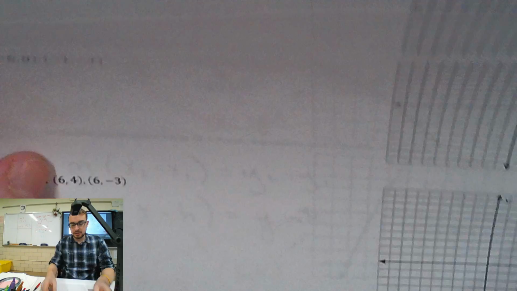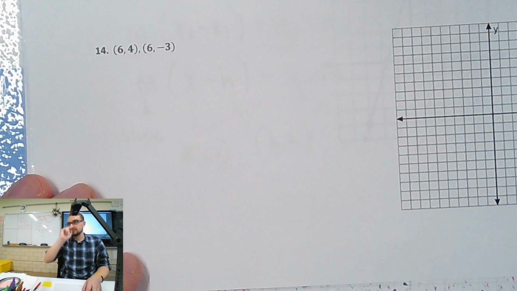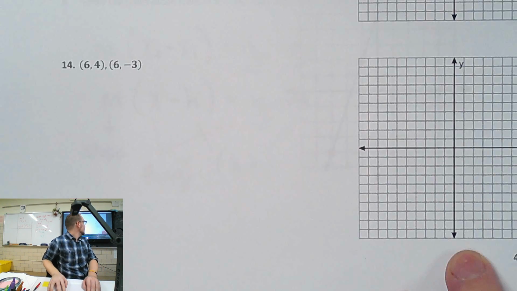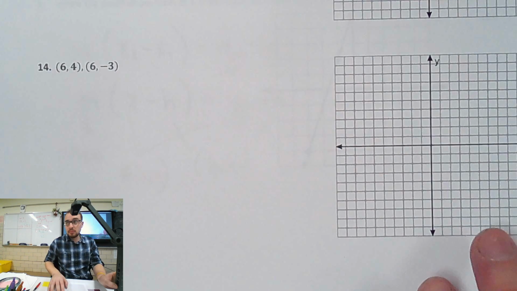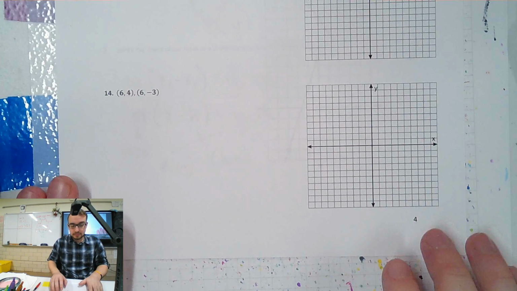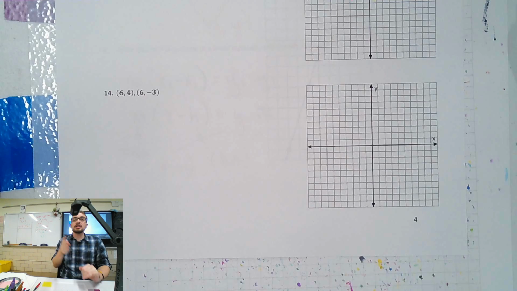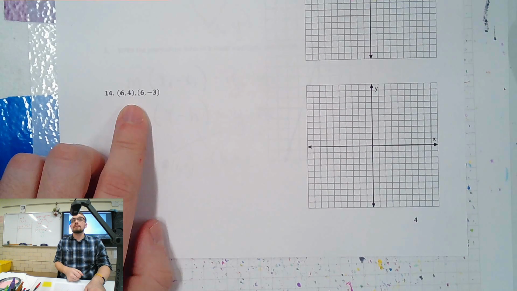Turn to 14. Question 14, number 4. Okay, this is for you. Anybody that said they didn't know what I was talking about, I think this might help. Let's try that, okay? First of all, it says find the slope. That's what we were doing, right?